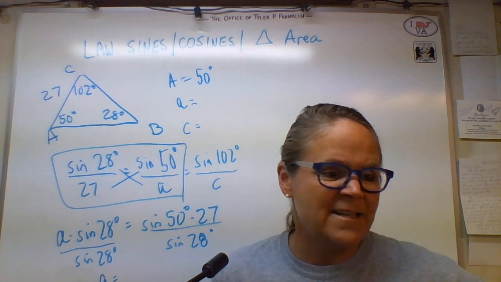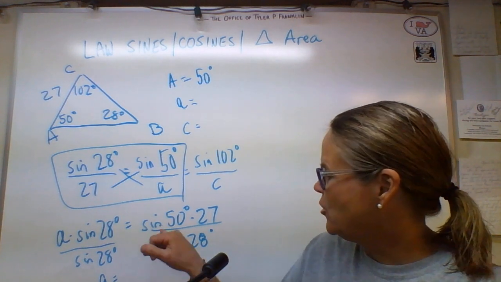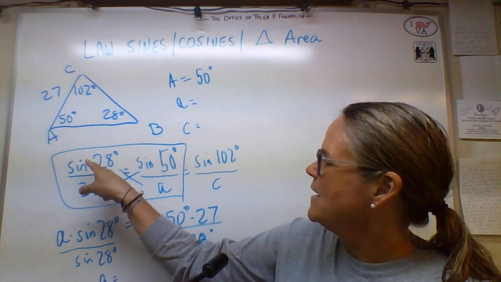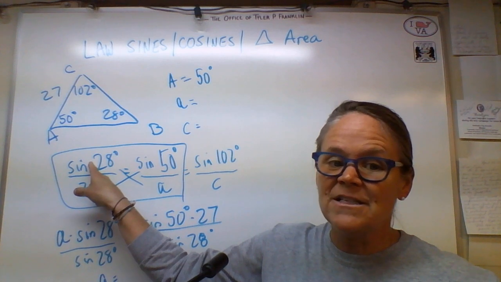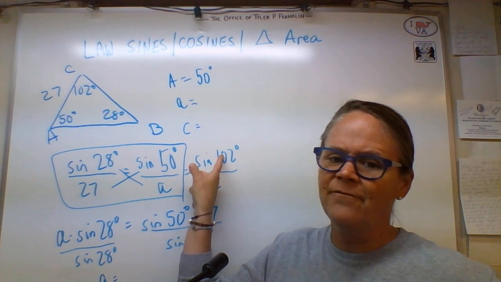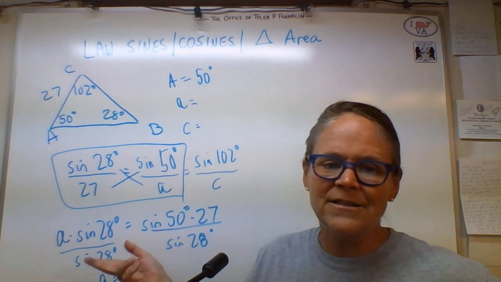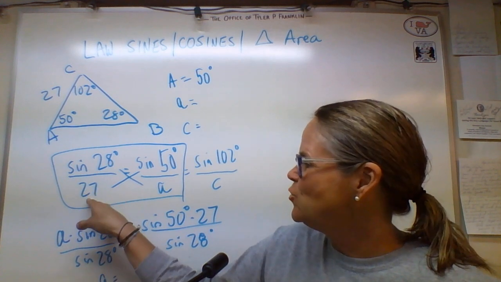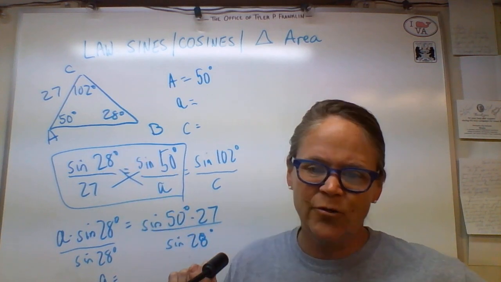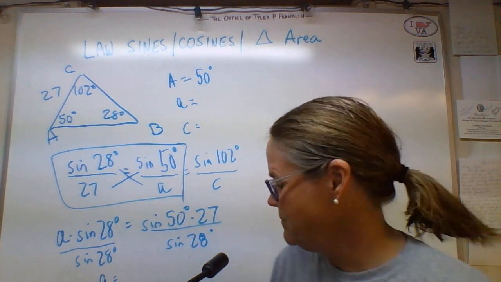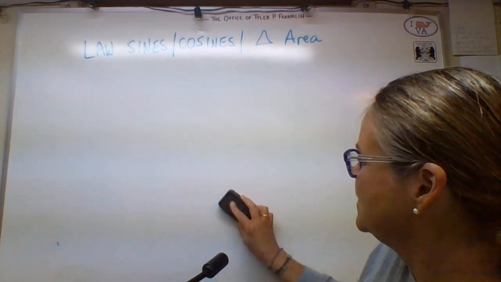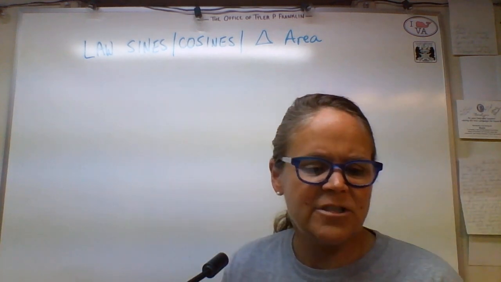So on Desmos, if you don't have a calculator, you're going to put that in your calculator. That would give you A. Same thing with C. If I look at C, I'm going to do the sine of 28 times C equals 27 times the sine of 102. So really what gets put in my calculator is 27 times the sine of 102 divided by the sine of 28. So that's a problem with law of sines. I didn't bring my calculator, so that's a slight error.